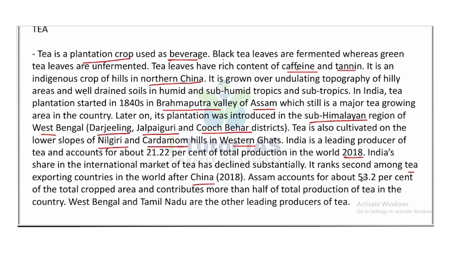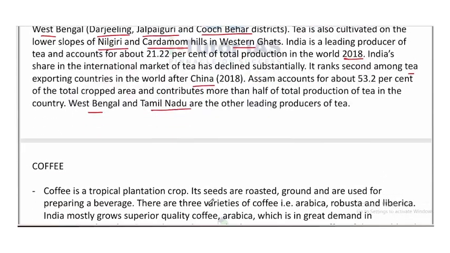Assam accounts for about 53.2% of the total cropped areas and contributes more than half of total production of tea in the country. West Bengal and Tamil Nadu are other leading producers of tea.